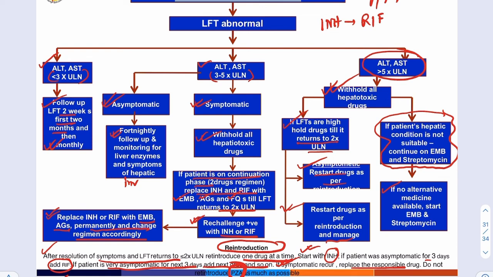Okay. So I hope this class was helpful, because this is very, very important practically. When we treat the patient, we need to do a baseline LFT, and then we need to monitor the patient for symptoms of hepatitis. We need to monitor the patients with liver function test as per the protocol I just mentioned.